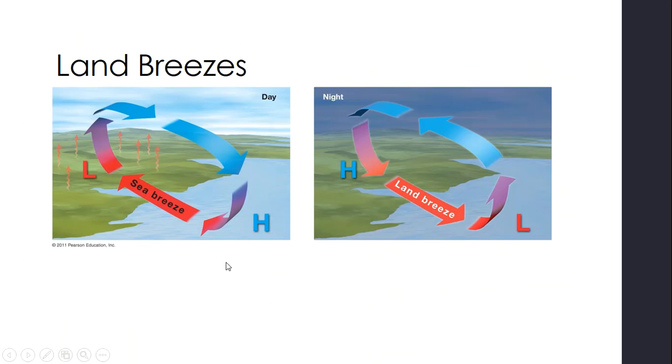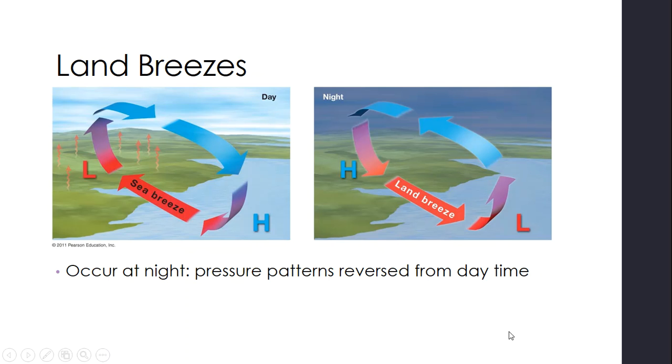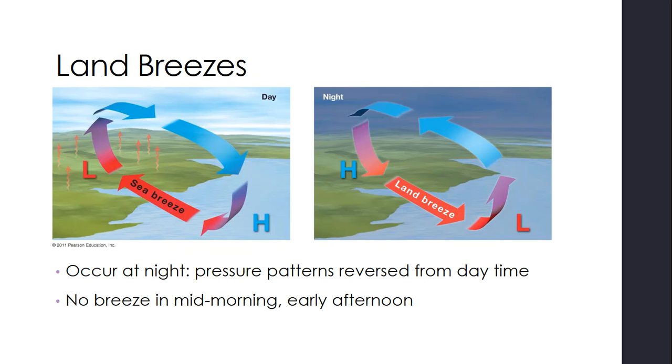But this is one of the reasons why you get these sea breezes and land breezes. We have differences in pressure, uneven heating. So during the day, you're going to have that breeze blowing from the sea onto the land, and it is going to reverse at night. So at night, pressure patterns are reversed from the daytime. We also tend to have no breeze in mid-morning or early afternoon, and that's because those are moments when those pressures are actually equal, because they have kind of heated to the same place.